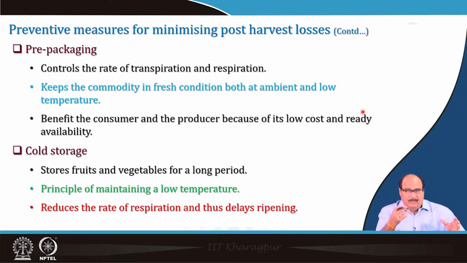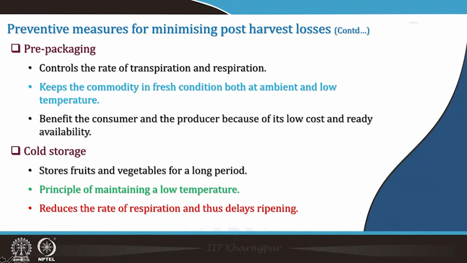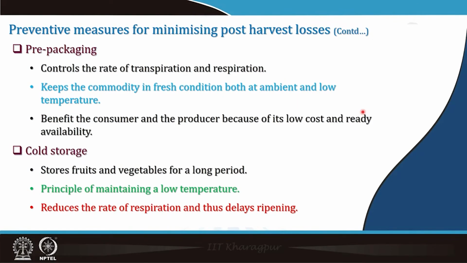Then, I think we have emphasized more on cold storage, which is a traditionally used practice for the prevention of post harvest losses. That is storage of fruits and vegetables at low temperature because it lowers down the rate of respiration, transpiration, etc. The principle of cold storage is maintaining the lower temperature in the storage environment. It reduces the rate of respiration and delays the ripening, and we discussed this in detail during the respiration class.